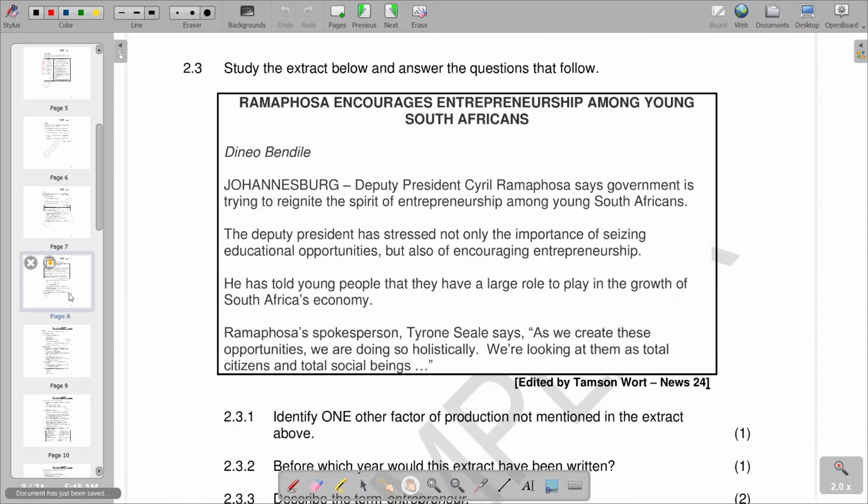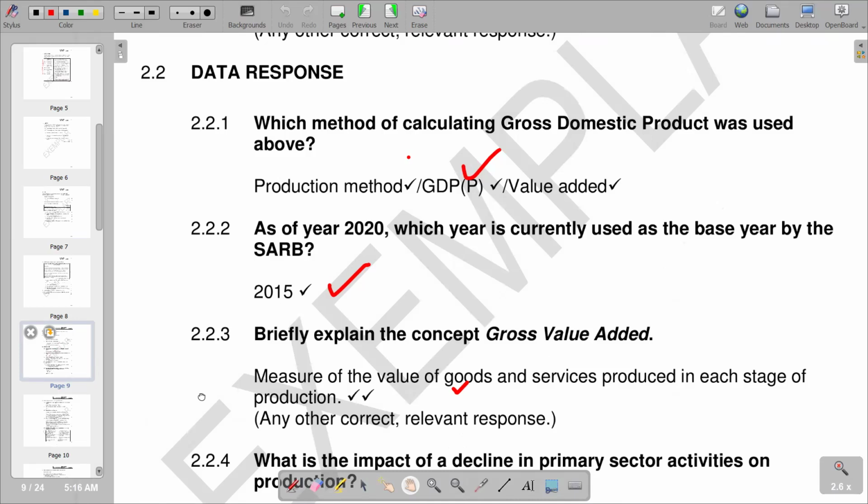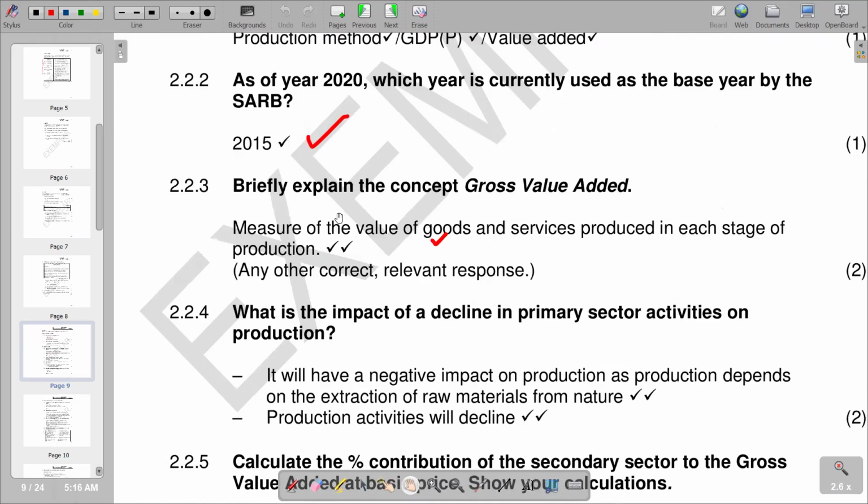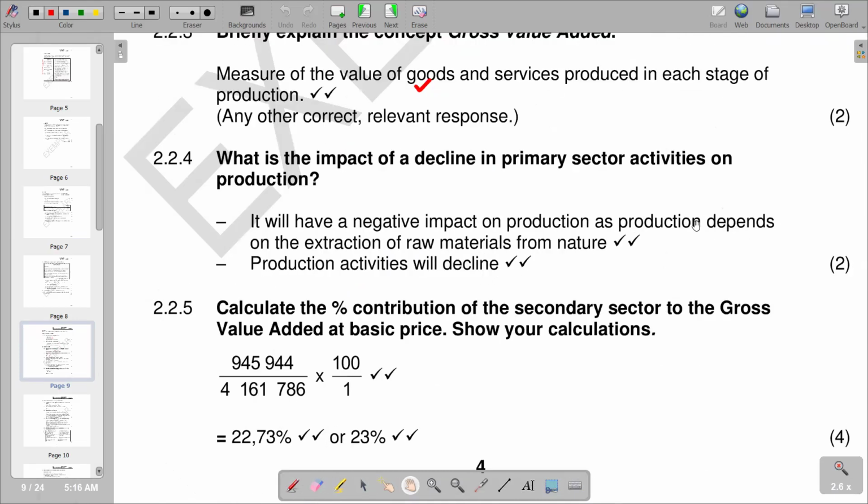So the explanation that we have in particular, according to that, we are saying it will have a negative impact on production as production depends on the extraction of raw materials from nature. That is the first answer that we have. And the second part is saying production activities will decline. So this exactly is what we have.